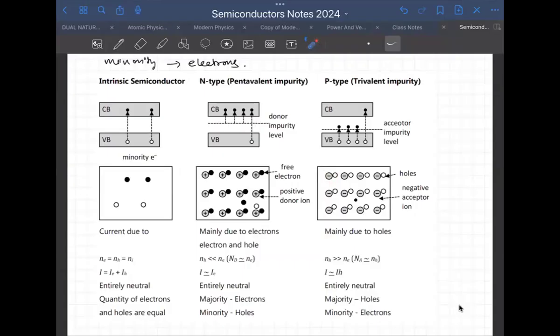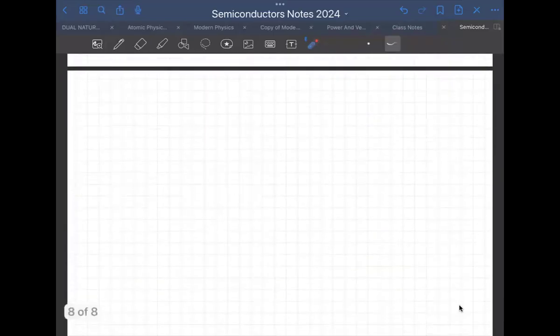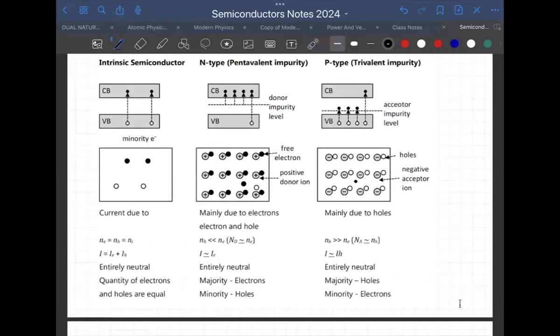The number of holes is majorly due to the acceptor impurities. That is why you have this term: current is majorly due to holes, and the material is entirely neutral, of course, with majority holes and minority electrons. This is how materials are classified. And last but not least, there is one more important term, called the mass action law, which I will discuss in my next class. Up to this point, I will record and post it. Please follow carefully.